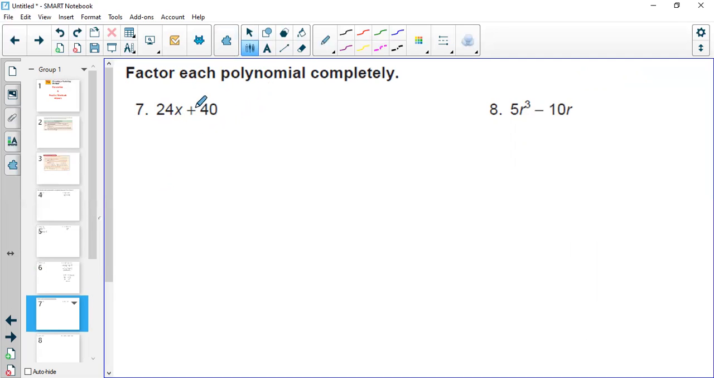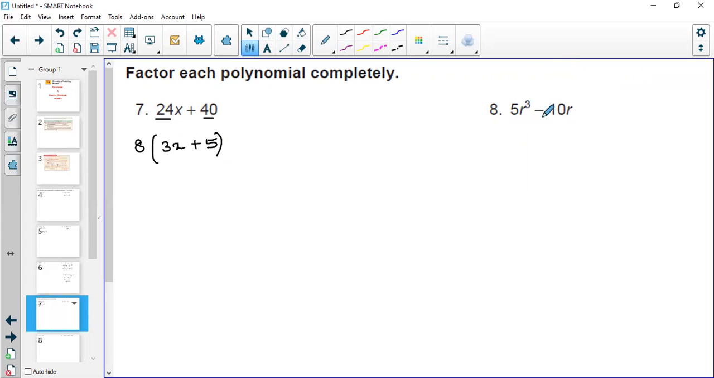Now this is a positive one, it's a plus. When you want to factorize this, you cannot do anything except find the GCF of 24 and 40. The GCF of 24 and 40 is going to be 8. So this is going to be 3x plus 5. That's all the factorization for this particular question.